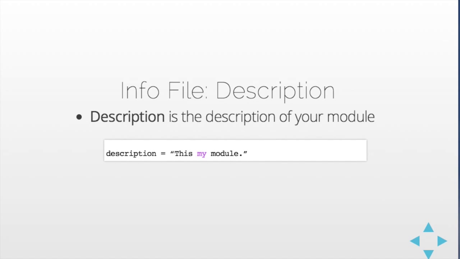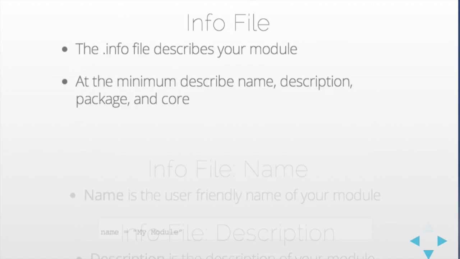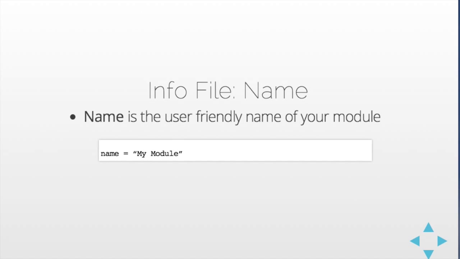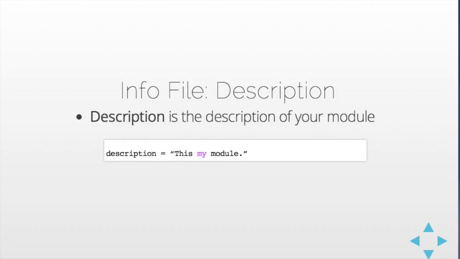Moving on, we have description. So, description describes your module. This will also show up on the module page. So, for example, this is my module. Don't mind the syntax highlighting there. For some reason, it really likes my.